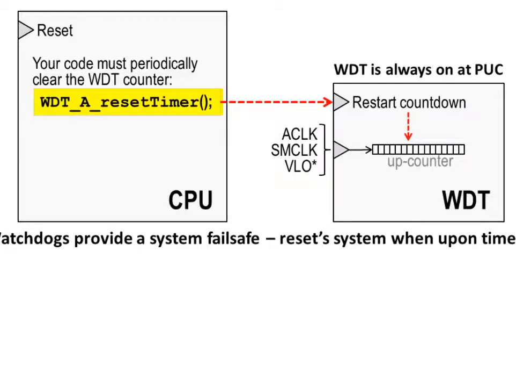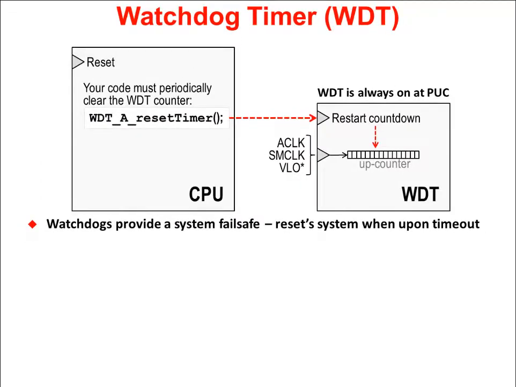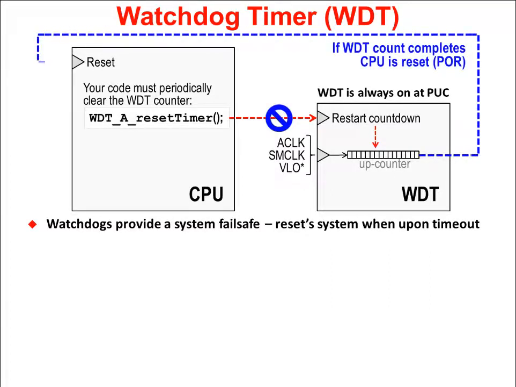In your code, to reset the timer, all you have to do is call, in the 5529 and the FR5969, WDT_A_resetTimer. That will reset the timer back to its reset or startup state, and it will start counting down. If the Watchdog Timer gets to the end of its counter and you haven't reset it, it will reset the CPU. It will reset your program back to the start. If you remember at the beginning of this chapter, that's going to be a PUC reset.